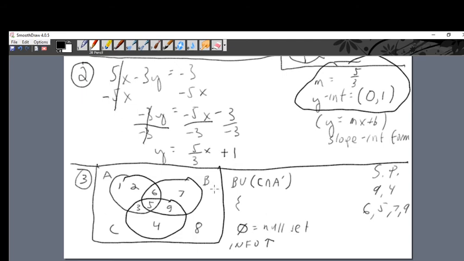Don't repeat them twice. So what's the total? What's my final answer? 4 gets into the final answer. So does 5. So does 6. So does 7. And so does 9. But do not put 9 in there twice. And problem number 3 is done.